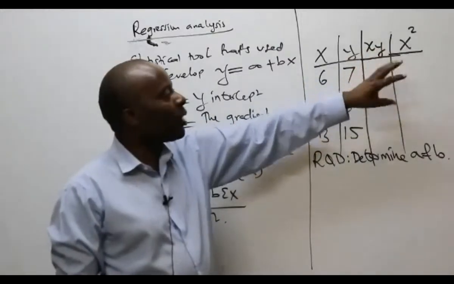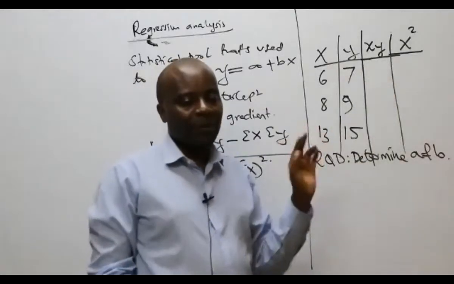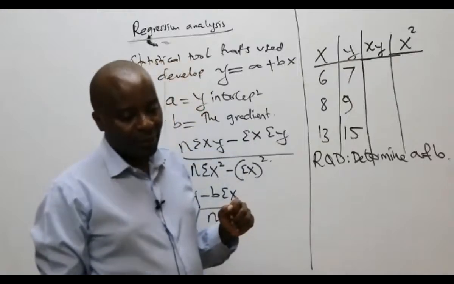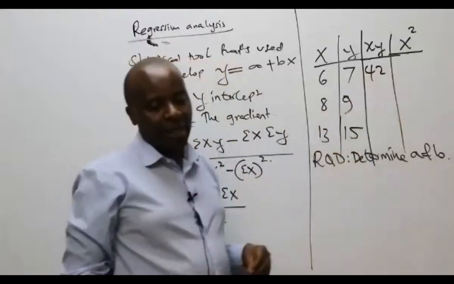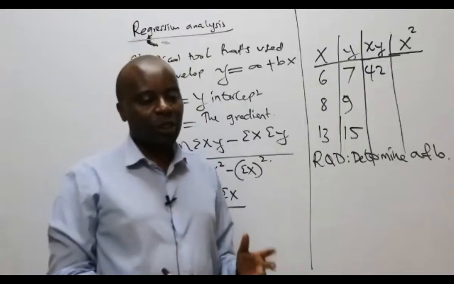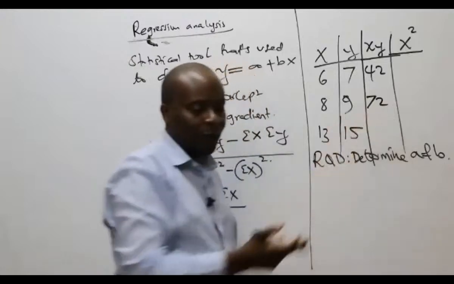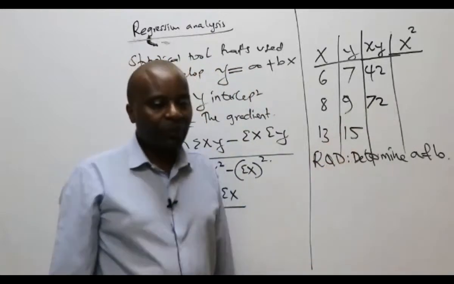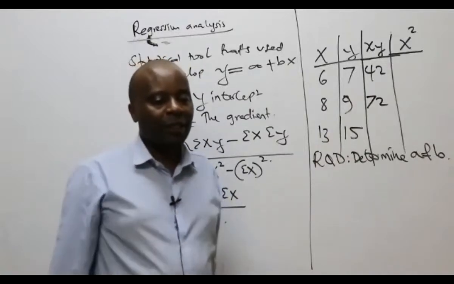So I need the column of xy first. What is 6 times 7? Please give me the multiples. 42. How about 8 times 9? I know the multiples, but I would want really you guys to be engaged in this. 72. The third one, 13 times 15 gives me what figure?